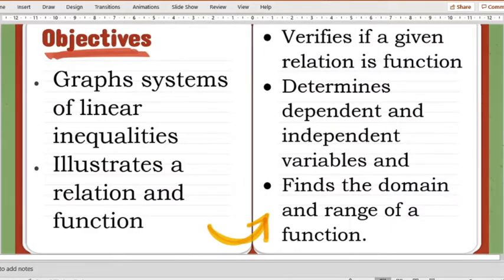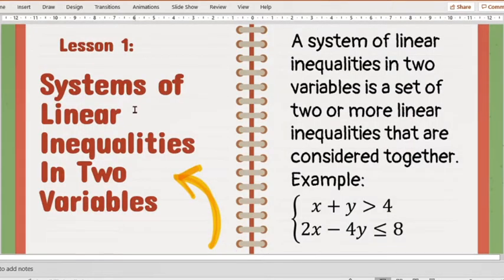Okay, so these are the objectives of my mathematics notebook or handouts. First, graph the systems of linear inequalities, illustrate a relation and function, verify if a given relation is a function, determine dependent and independent variables, and find the domain and range of a function. So, let's start with the systems of linear inequalities in two variables.